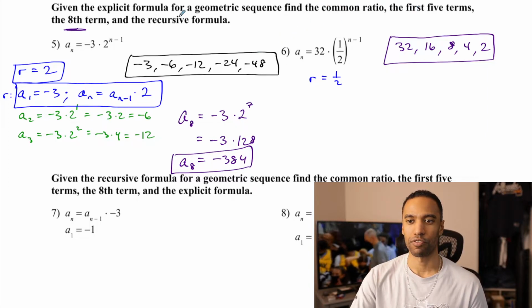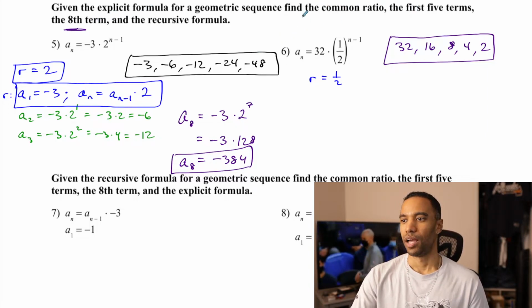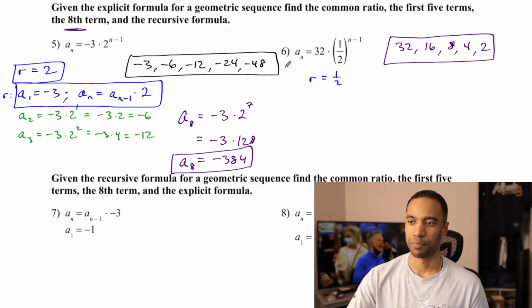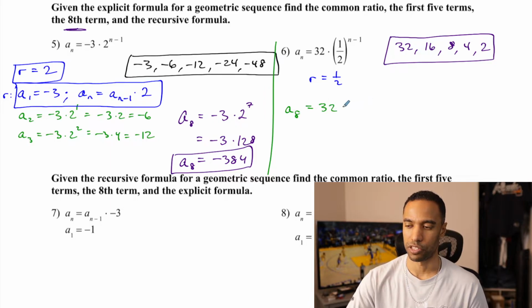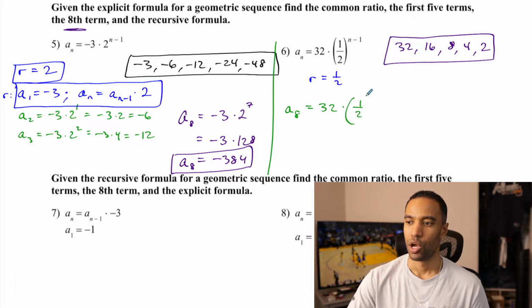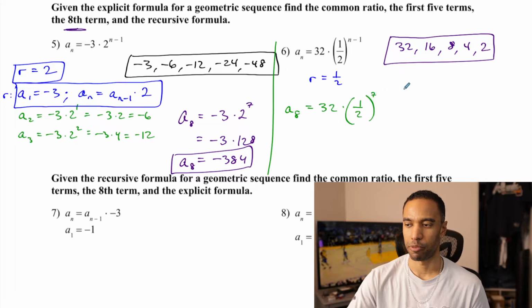So common ratio, first 5 terms. We need the 8th term. I'll use the explicit formula for it right here, which is a sub 8 equals 32. And this is where I get to speak on what's going to happen here. 1/2 to the 8 minus 1 power is the 7th power.